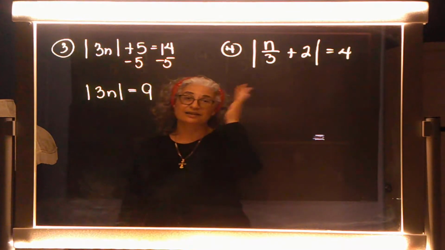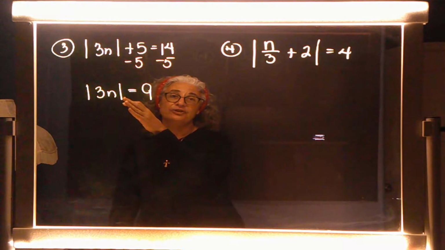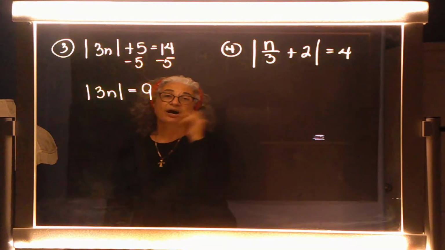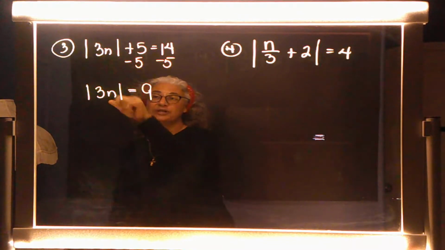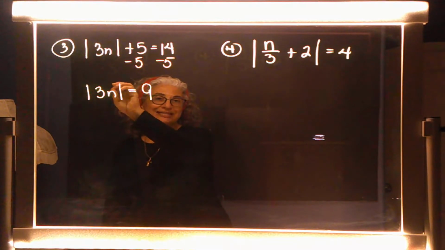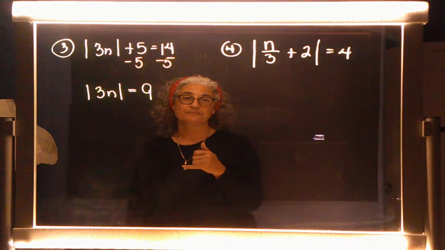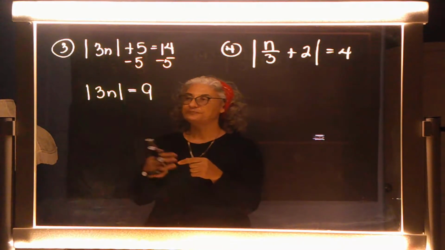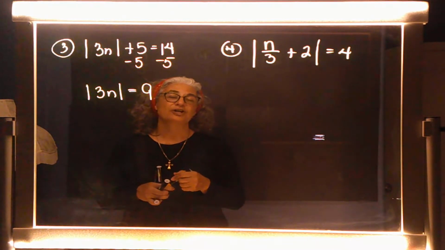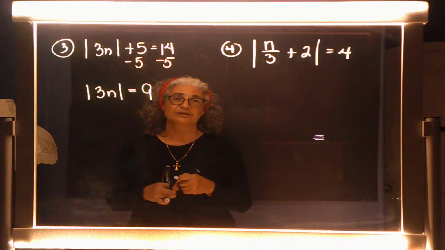So I need to think, okay, well this 3n inside here needs to be what number? Yeah, it needs to be a positive 9, right? Because then when I take the absolute value of it, I get 9. But this number inside here could also be negative, couldn't it? And it still equals a positive 9, doesn't it? Okay, so here's the deal. That means you're going to have how many equations? Good, 2. Just like the last two problems, we ended up with 2 equations, didn't we?